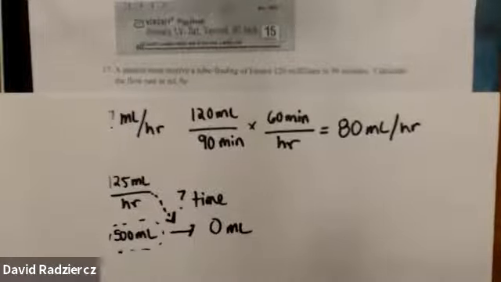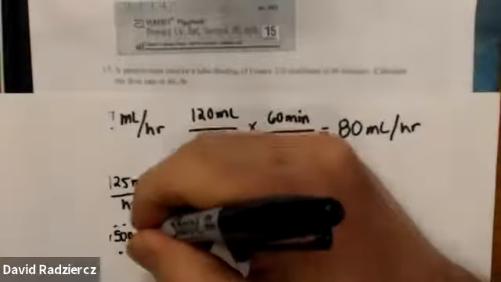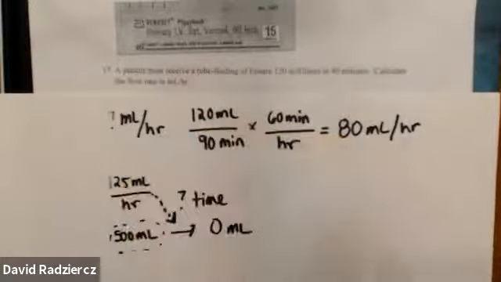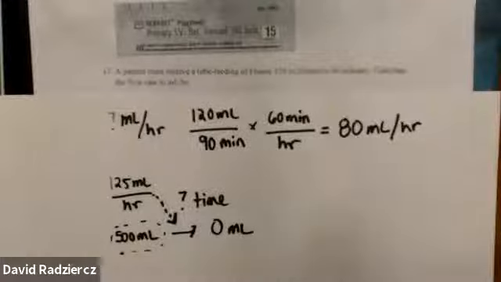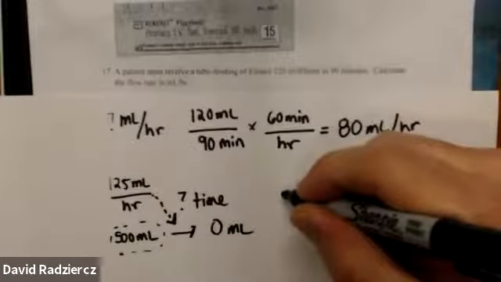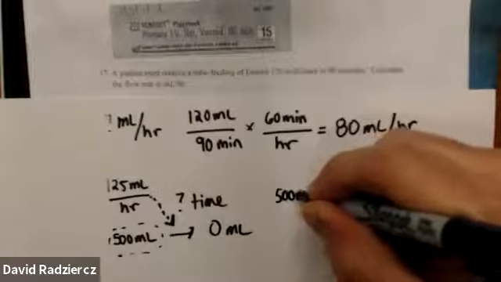Now, this is where I think dimensional analysis is helpful, because I know that I want hours, and because I want hours, I need that to be the top number. And I need to get rid of milliliters. So in order to do that, I'm going to start with my 500 milliliters.